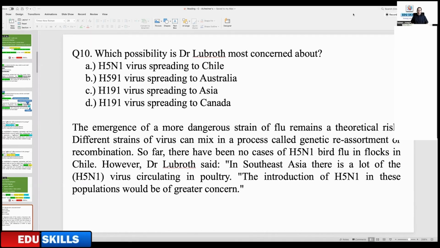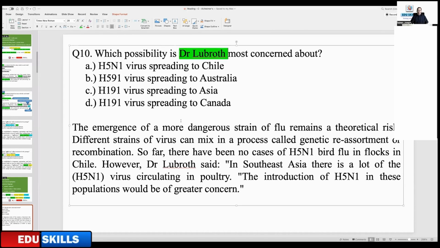Okay, now as I said, if there is a name, take note of the name and swoop into the place where the name appears in the passage. And if there is an abbreviation, be mindful of the abbreviation. You have three abbreviations here: H5N1, H1N1. But in the passage, what do you have among these four?